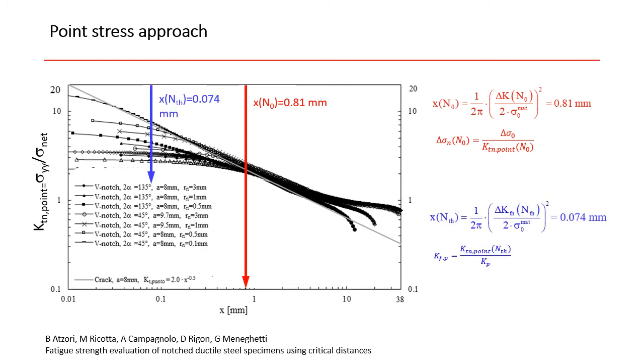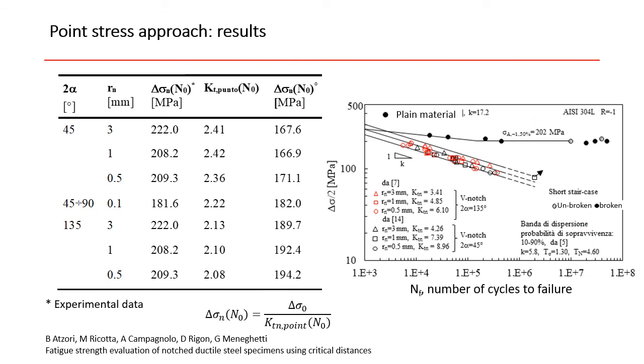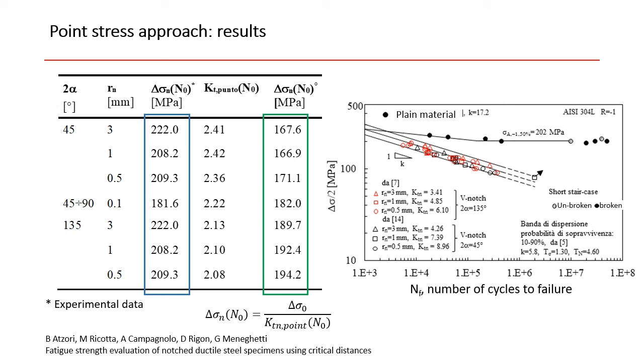On the contrary, if we adopt the critical distance evaluated by starting from the number of cycles to threshold, we are working in the zone controlled by the notch tip radius, and then we have to take into account the plasticity by means of the Kp coefficient as we have done for blunt notches. Since at the moment we have carried out fatigue tests having a number of cycles to failure lower than 2 million, we have evaluated the fatigue strength of notched specimens in terms of net stress range, considering only the critical distance relevant to N0. The experimental data are reported in the blue box, while the calculated fatigue strengths are reported in the green box. We can see that there is a satisfactory agreement between experimental and calculated results.